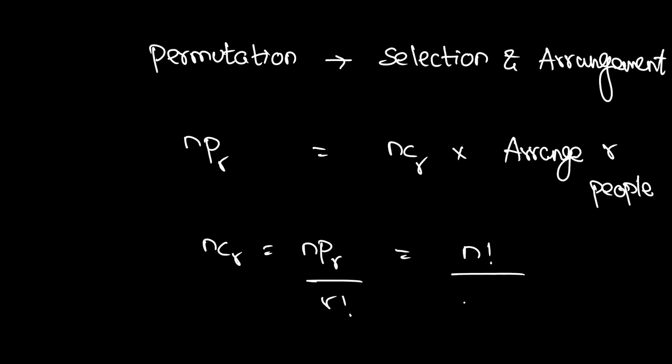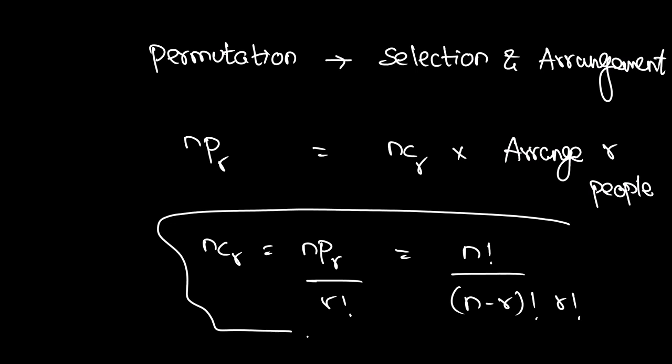nPr formula you people know. Put that in, and this is the formula you see in your textbooks: nCr is n factorial divided by n minus r factorial into r factorial. But again, I am telling you, I don't want to apply this formula also. We'll see how the basic calculations can be done now. nCr is nPr divided by r factorial. Permutation is selection and arrangement. From that, we develop the formula.